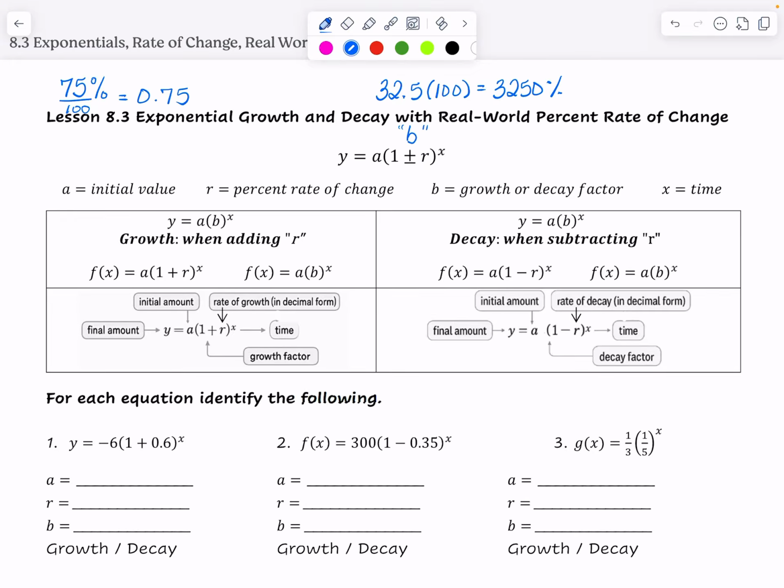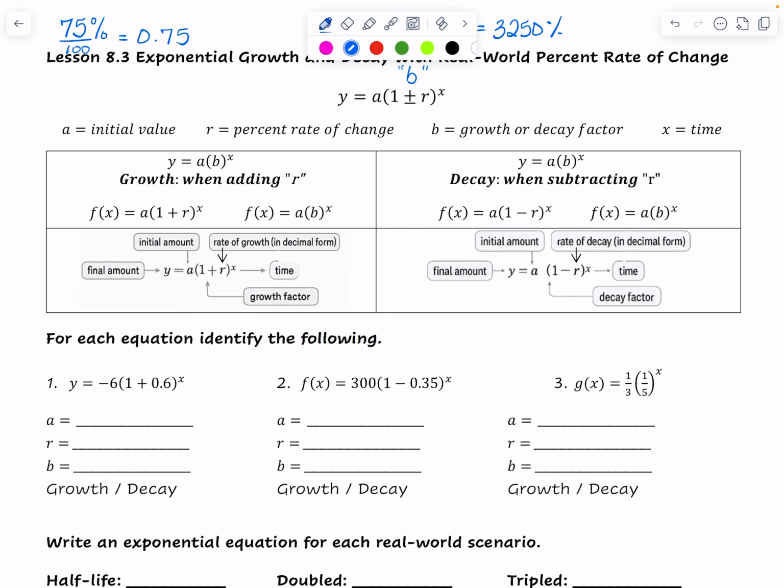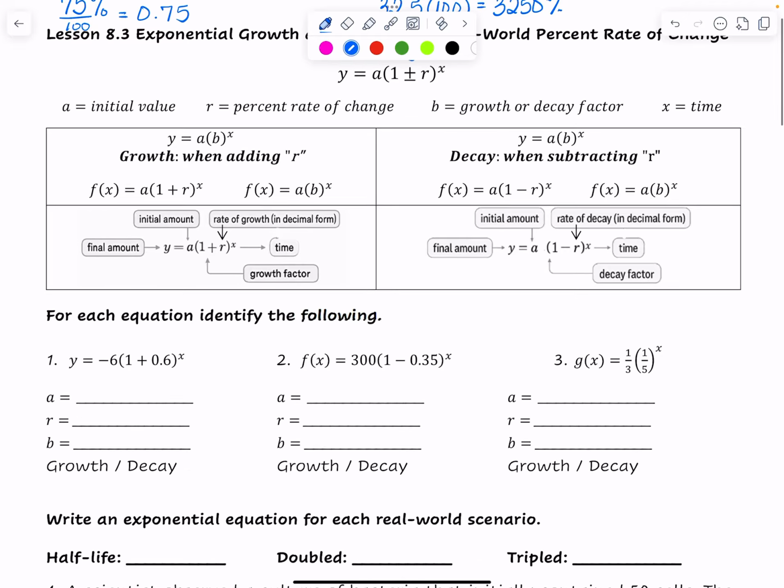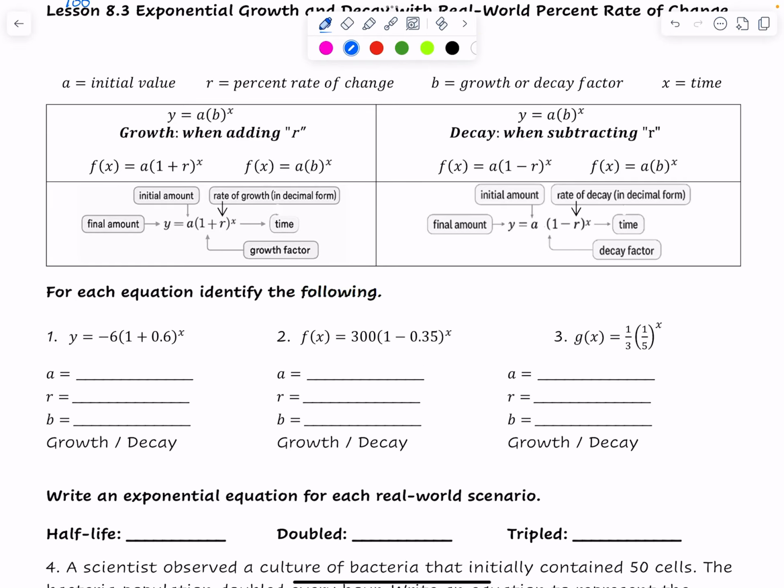Okay, so when we were writing these, the A value is the initial value, our starting value. R is the percent rate of change, the percent that they give us. B is still that definition of a growth or a decay factor, and X will represent time. We haven't inserted a time yet, except for on very few occasions, like the extra credit. So just keep that in mind that X will represent time as we're going forward.